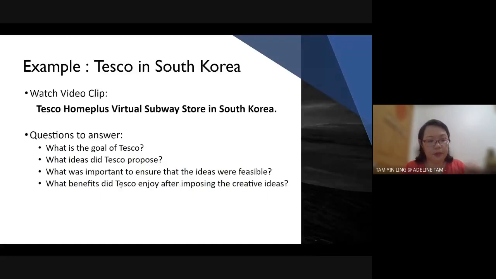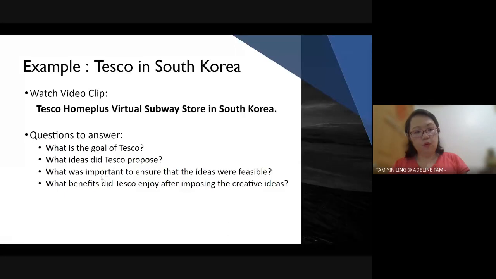Okay, they have the ideas. The idea must be creative. And what was important to ensure that the ideas were workable? Let's have the answer for the third question. What is important to ensure that the ideas are workable? Any answer for the third question?